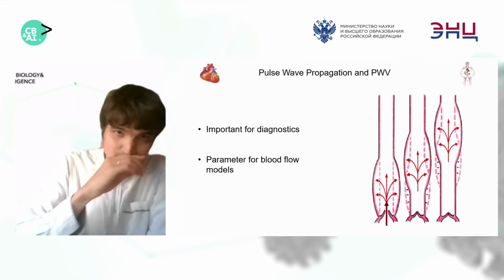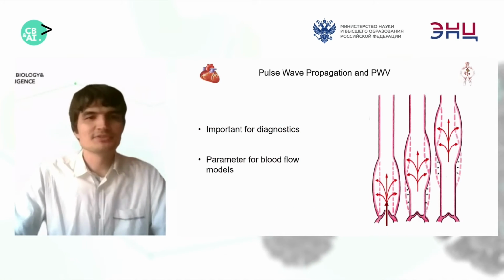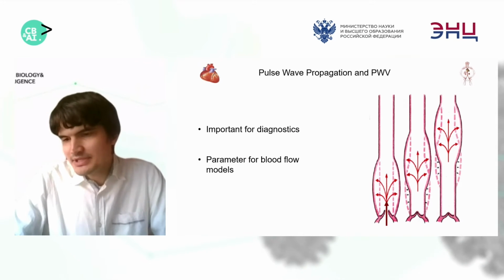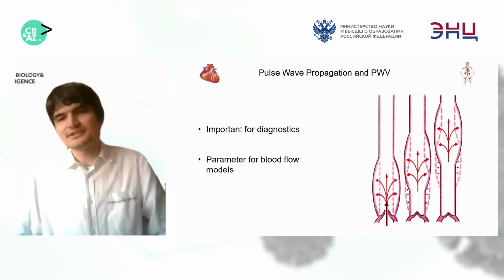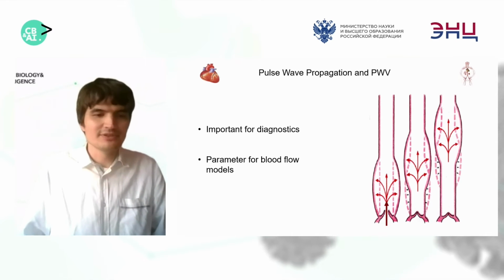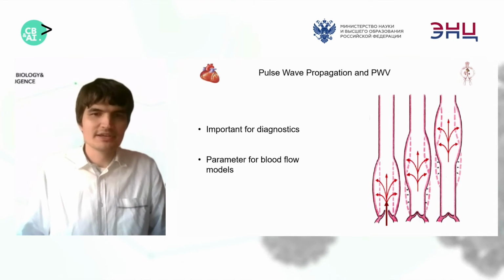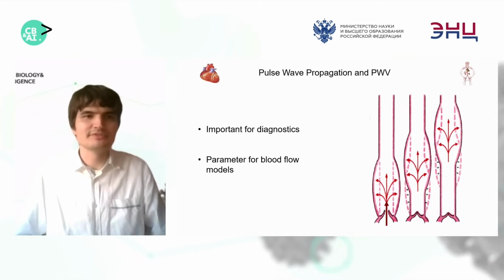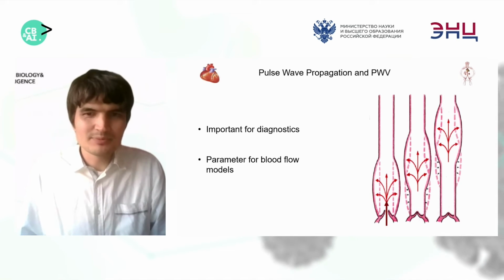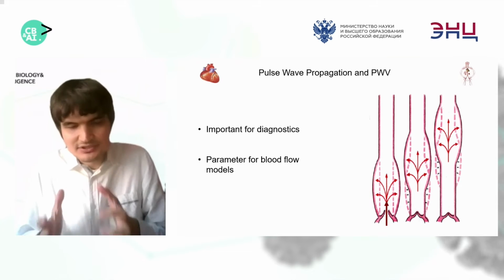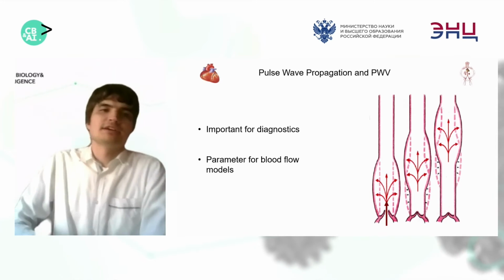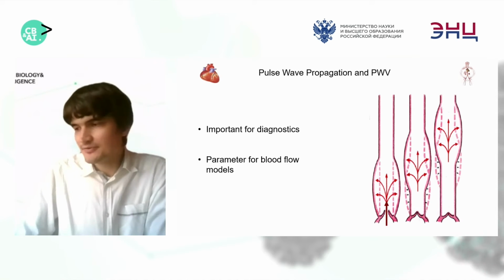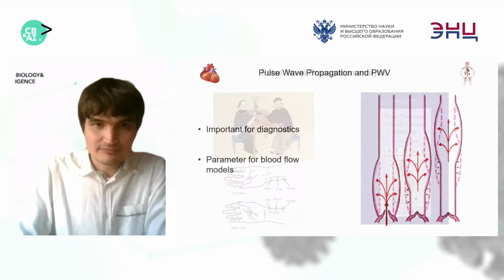Why study pulse wave propagation and pulse wave velocity, and what is pulse wave propagation? So when our blood flows, it does not flow uniformly. It flows in pulses that start from the heart and go to the periphery. And this pulse wave has a lot of characteristics. They're important for diagnostics. Also, they're important as parameters for various blood flow models.